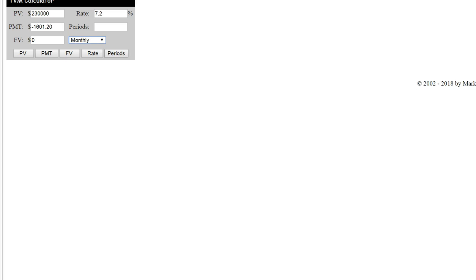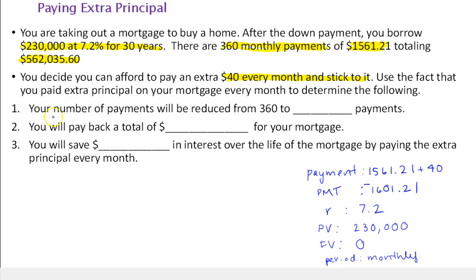So we're going to leave this blank and click on periods. And notice it says 330.9. So that 0.9, we'll just consider that a partial payment. So your last payment you'll make 0.9, which would be 90% of this payment. So looking at our first question, your number of payments will be reduced from 360 payments to 330.9 payments. Okay, so those payments are monthly. We could say that's around 30 payments, and that's 2.5 years of payments. That's 2.5 years of paying this amount by paying that small extra amount.